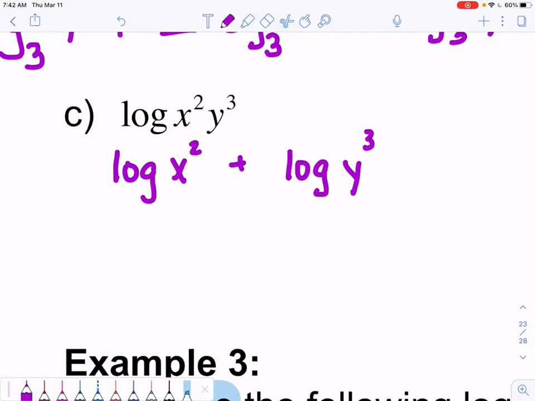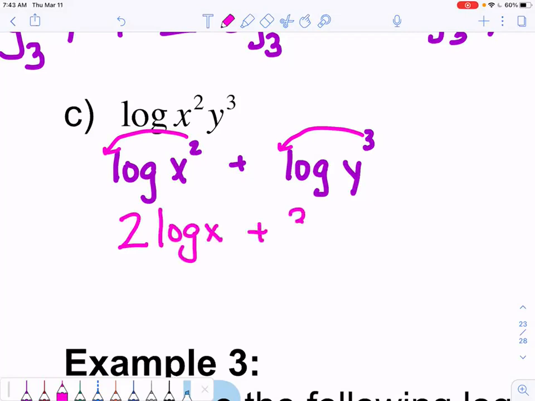And then the next thing to look at would be the exponents in this problem. So it is an x squared and a y cubed. Julia, do you know what happens with those exponents? Yeah, they move to the front of the log that they are attached to, and only the log they're connected with. So 2 log x and 3 log y. And then it's expanded.